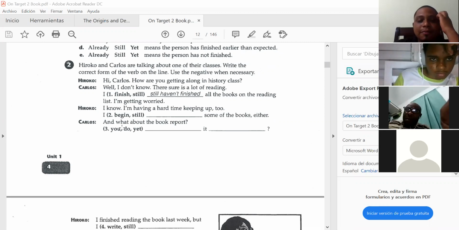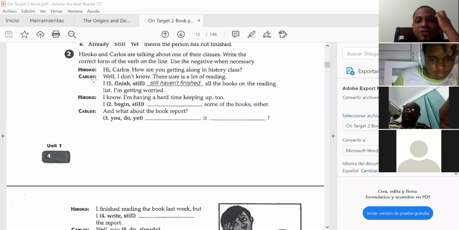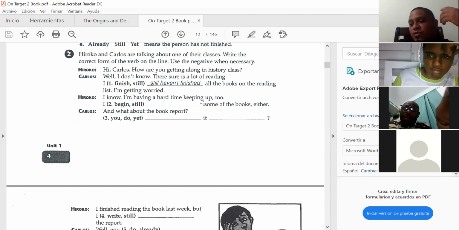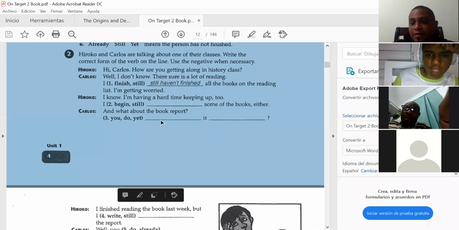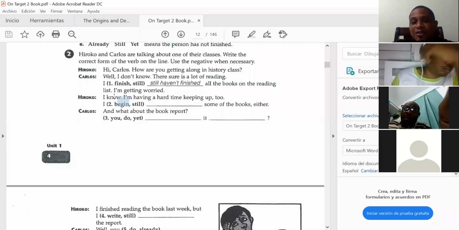Okay, now I don't know who did it, but let's do it together now. As you can see here, you have begin and you have still. So you need to complete the missing part with still and also begin, right? But as we are working with the present perfect, you need the past participle of the verb. So it's not begin, you need to think about the past participle of the verb. Who has the number 2 over there?